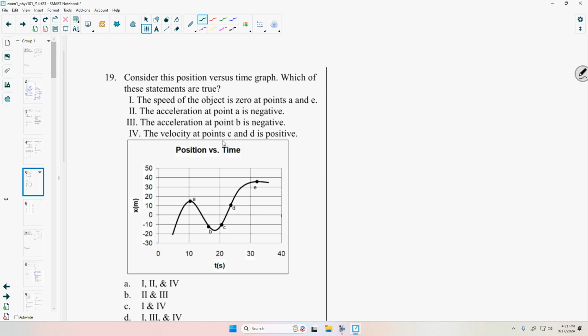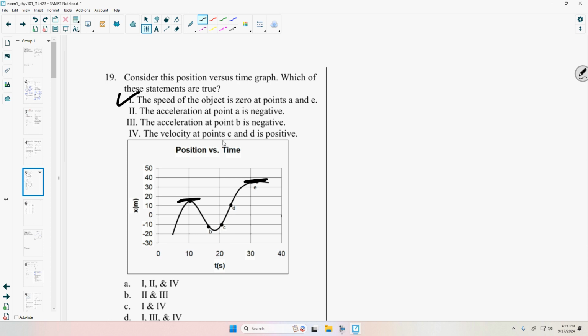All right, so let's look at this. First, recognize this is a position versus time graph. So the slope of this gives the velocity. The speed of the object at A and E is 0. That's true because the slope at those points is 0. That means it's come to a stop at those points.